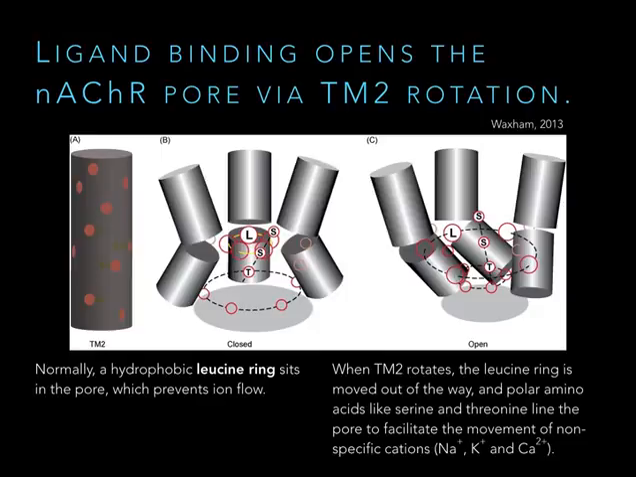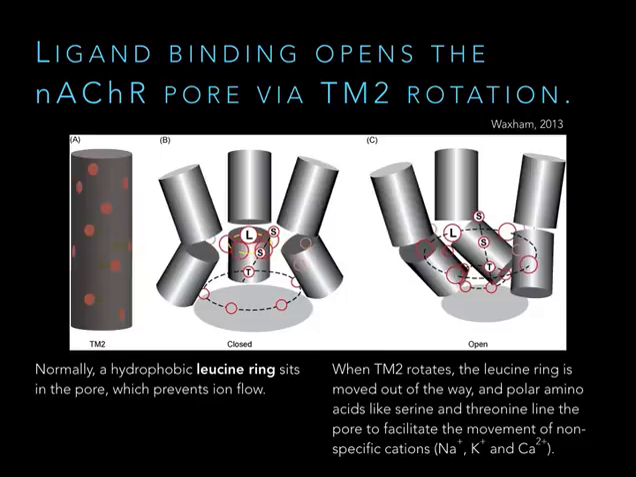Under ordinary conditions, as we can see in portion B of this illustration, the second transmembrane domain is kind of kinked inwards, and it has a number of leucine amino acids that it lines up to create this hydrophobic ring in the center that restricts the movement of water and thus ions.